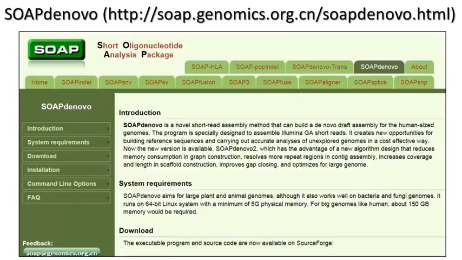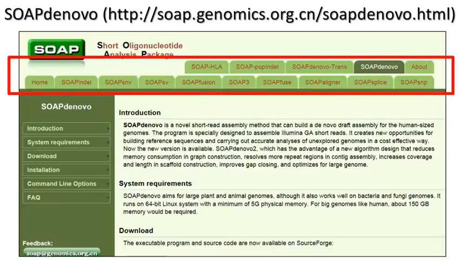In Unit 1, I listed lots of resources for next-generation sequencing data analysis. We have also taught you several of the methods in detail in earlier weeks. So here I will just briefly mention two as examples. SOAPdenovo is a short-read assembly method that can build a de novo draft assembly for large animal and plant genomes from Illumina short reads. It was developed by BGI.